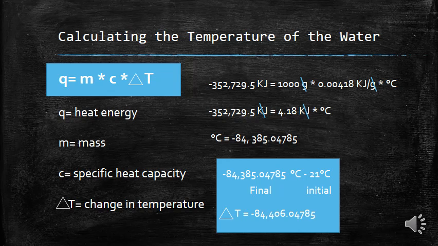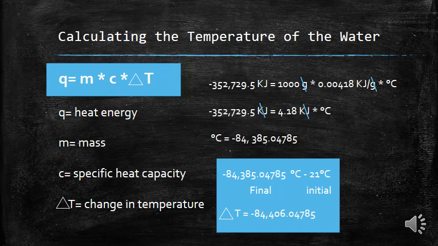And then more simple algebra, we are just dividing both sides by 4.18 kilojoules. And when we divide negative 352,000 by 4.18, they both have the unit of kilojoules, so those cancel out again. So now we just have degrees Celsius is equal to negative 84,385.04785. So that is the temperature of the water after undergoing the product.